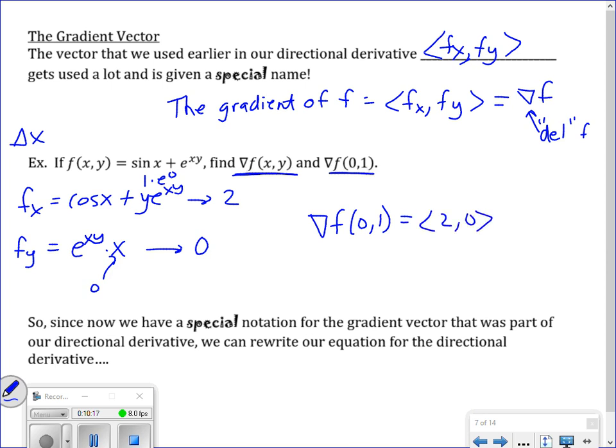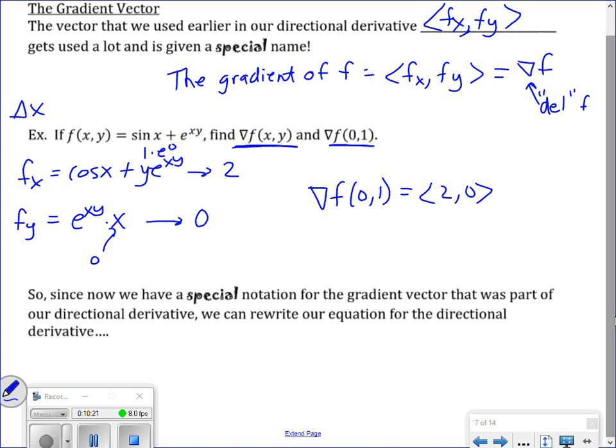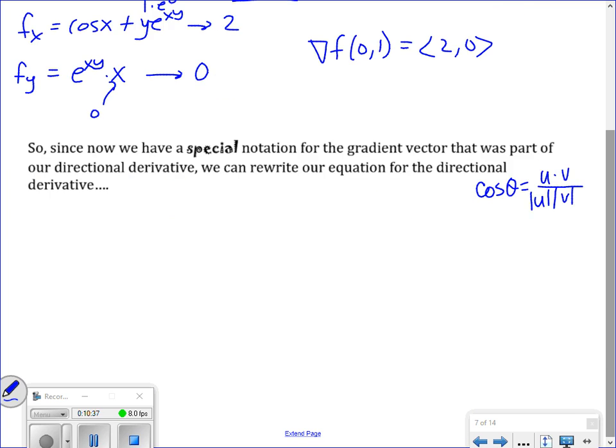Okay, so before we go to this next part, I want you to remember an old formula that we had, and that is this one. Cosine of your angle between two vectors is the dot product over the magnitudes multiplied together. Remember, this is the angle between the vectors u and v, so that's going to be important in a second. We have a special notation for the gradient vector that was part of our directional derivative. We can rewrite our equation for the directional derivative if we want to.